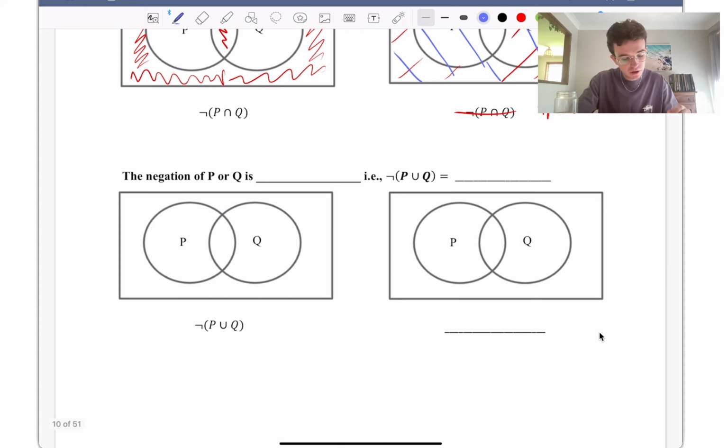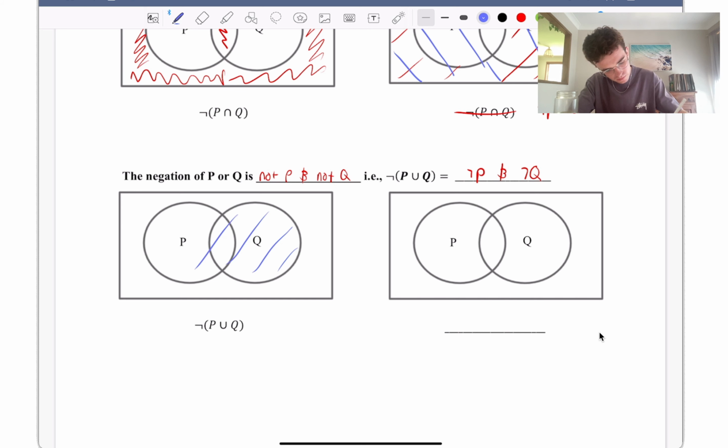Okay, the negation of P or Q is not P and not Q. So the negation of P or Q is not P and not Q. So let's look at not P or Q. Now P or Q is that there. So not P or Q would be the red outside of it.